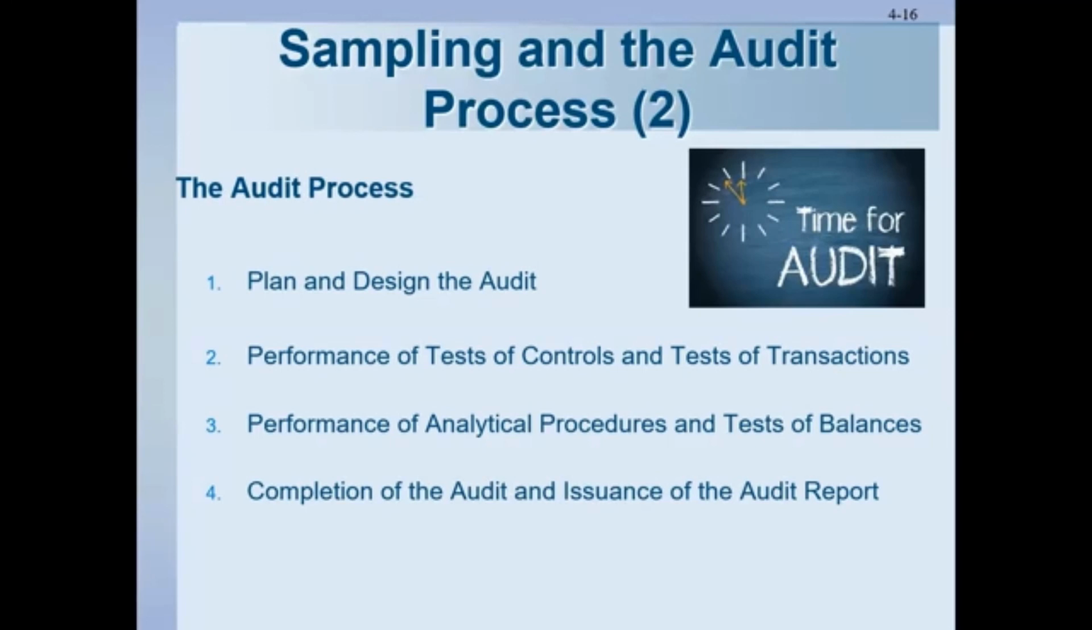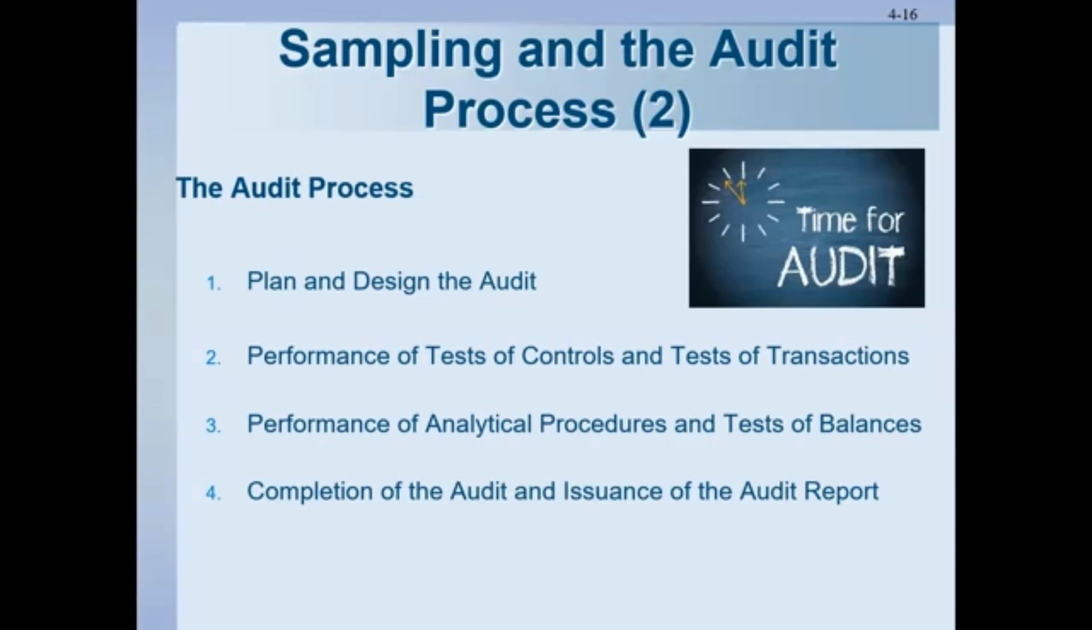Performance of tests of controls and tests of transactions. The auditor should design and perform tests of controls to obtain sufficient, appropriate audit evidence about the operating effectiveness of relevant controls if A, the auditor's assessment of risk of material misstatement at the relevant assertion level includes an expectation that the controls are operating effectively.